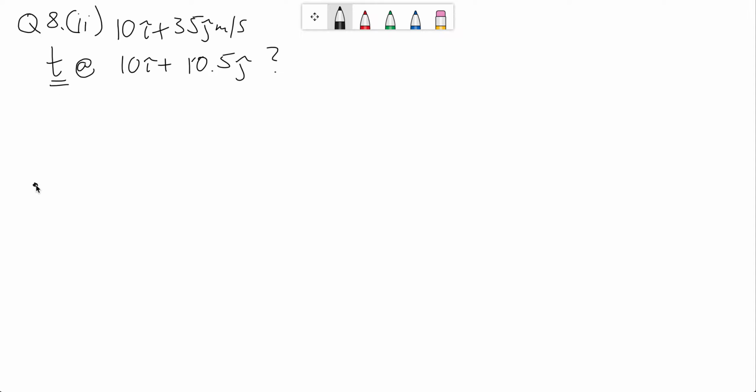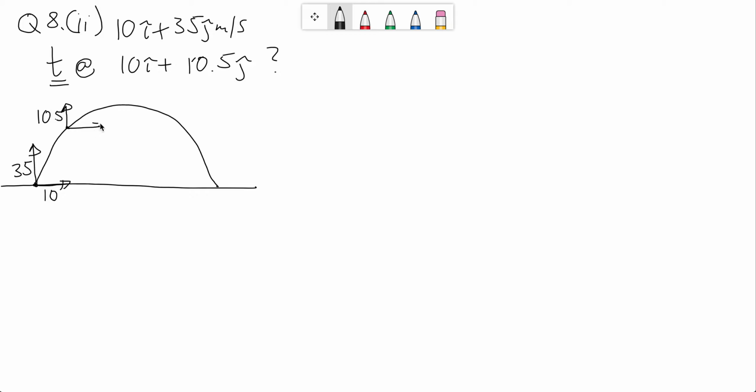Well, imagine, always think about when it starts. It starts off going up at 35j, and then it has this 10 there all the time. Now it goes up and it comes around like so. So it starts at 35 up and 10 horizontally. Now at every point it'll be going 10 horizontally, so that stays the same. But at some point it will have a velocity of only 10.5 going up, and it will still be going 10 that way. That's fine. So we want to know what is the time at that point.